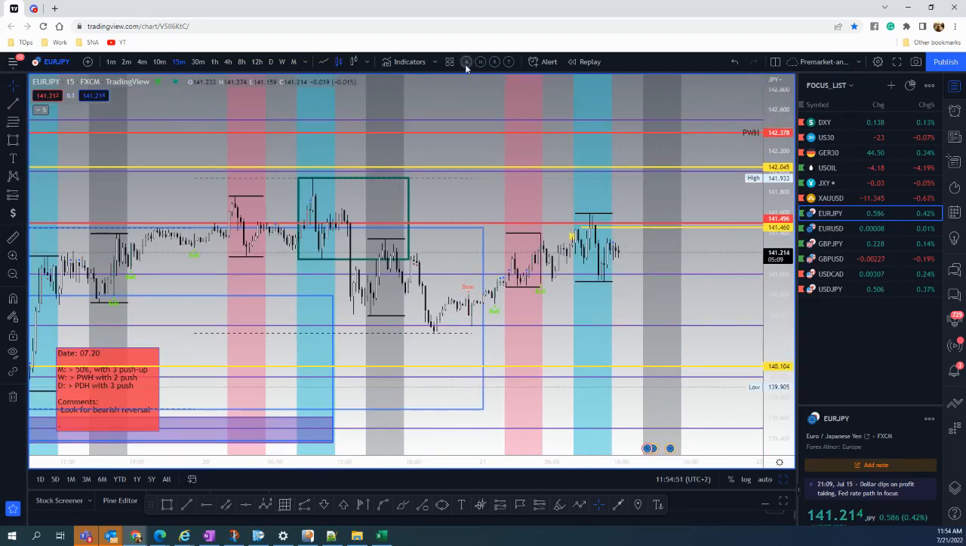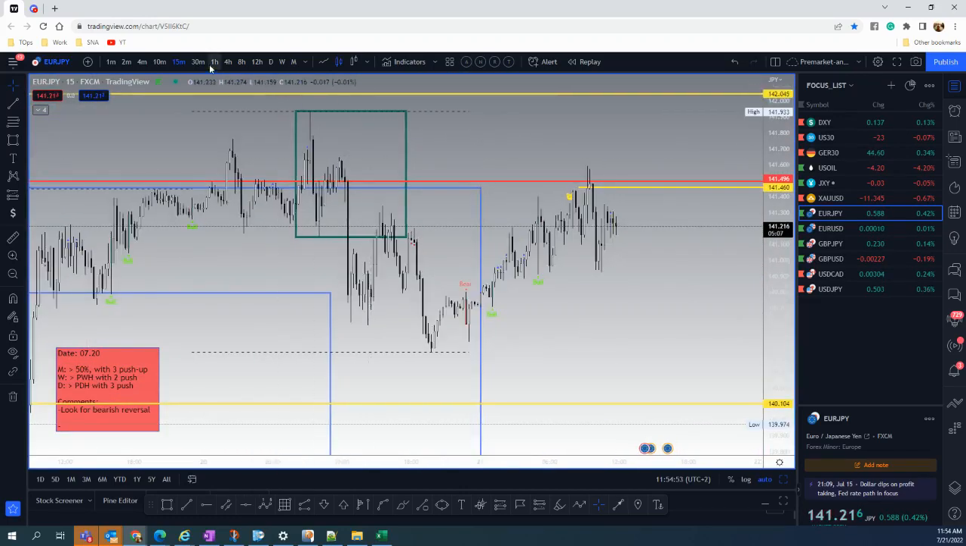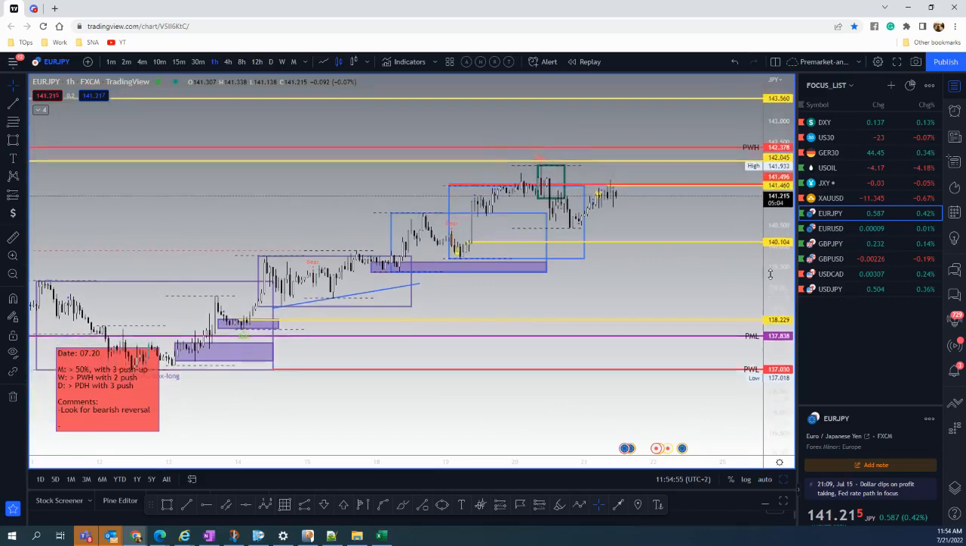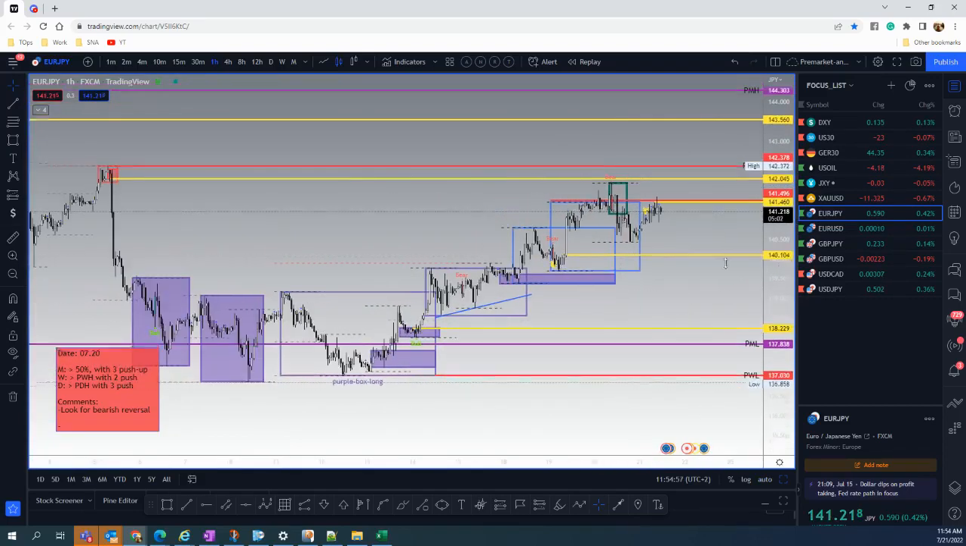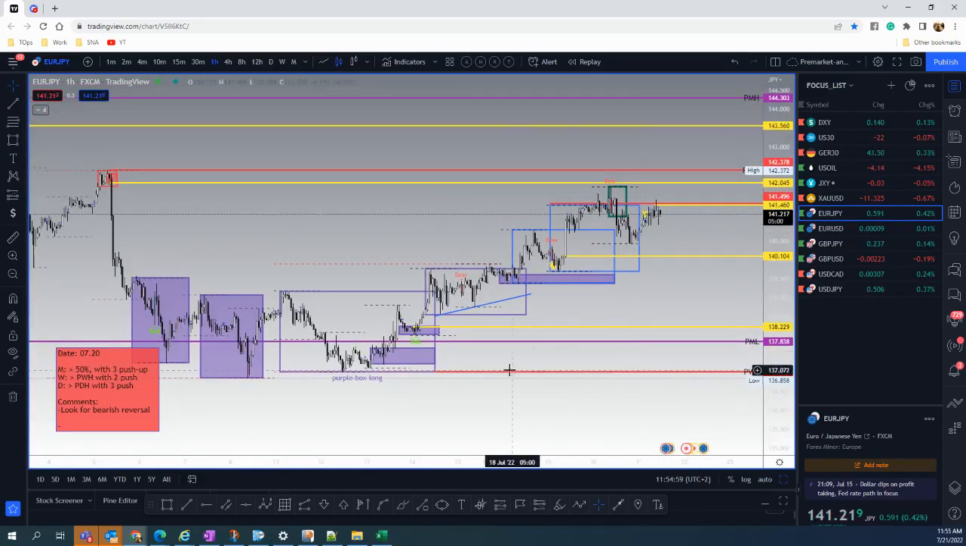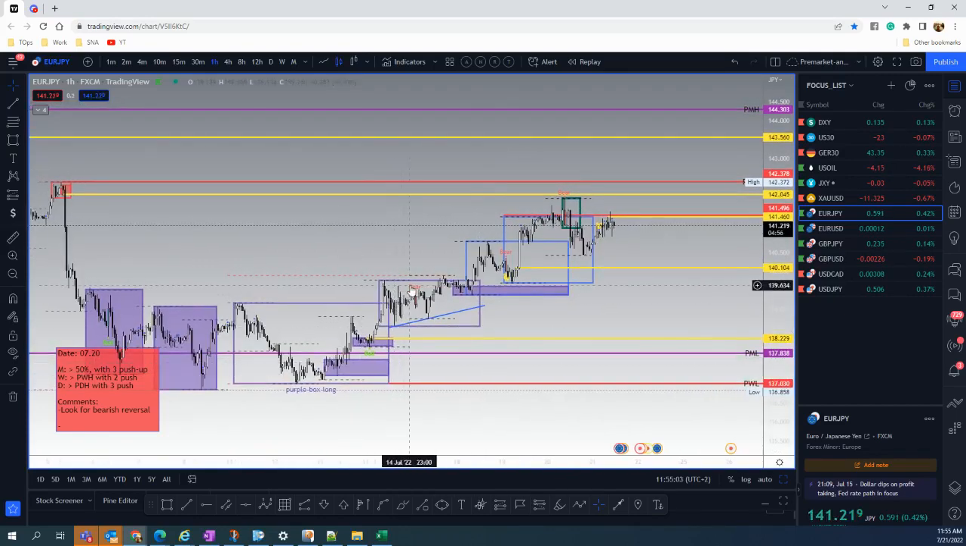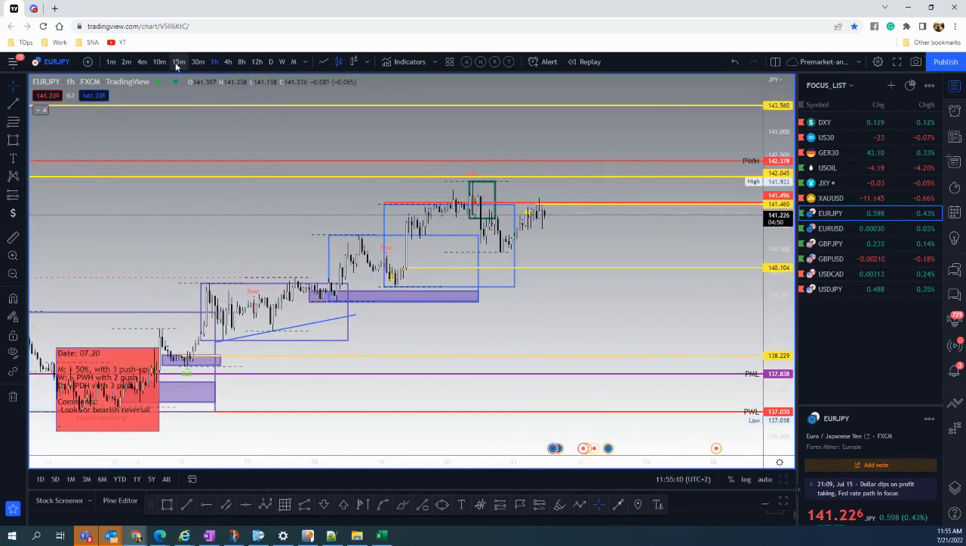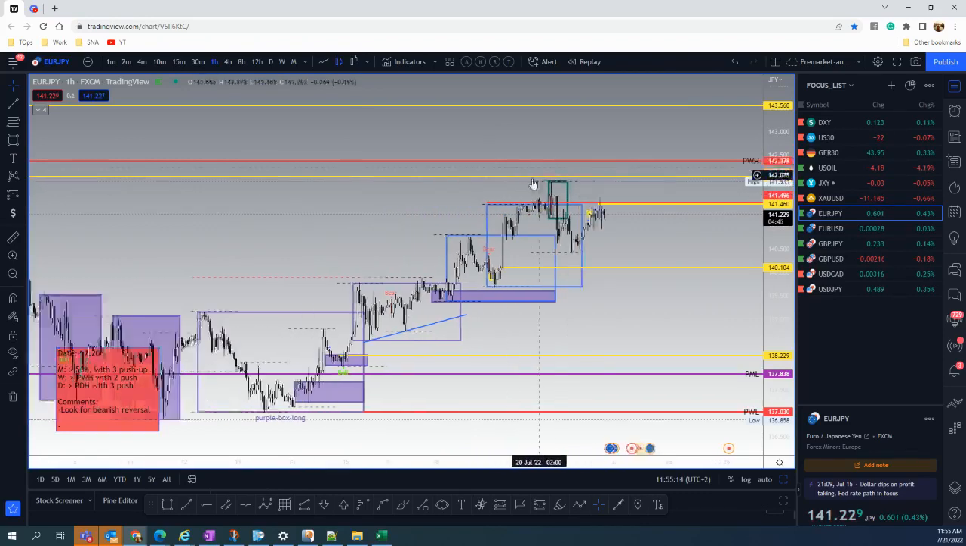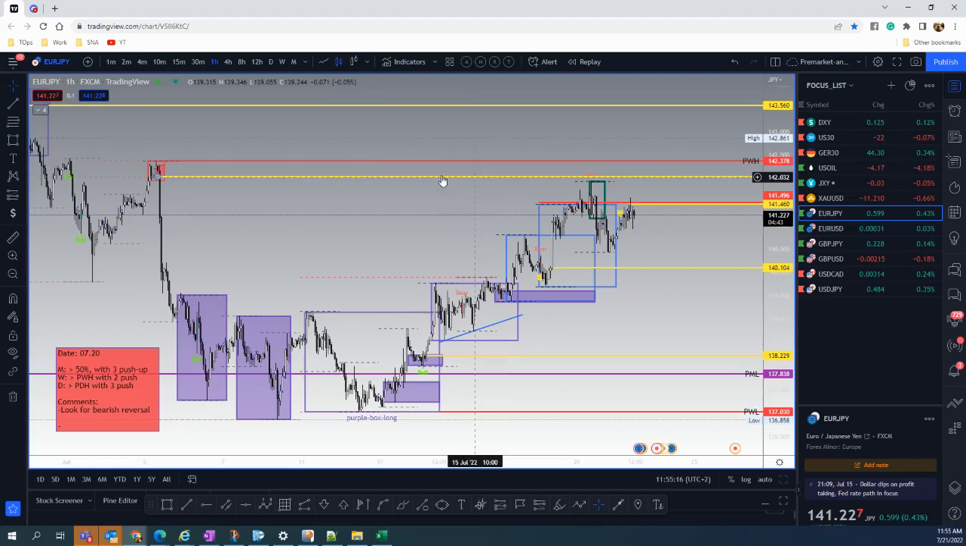Right, so tingnan natin yung Euro Yen. Why is it that I am short on this? Kasi as you can see, this is the high of the previous month, this is the low of the previous month, PML. And we have been uptrending with 1, 2, 3, 4 pushes already upward. And then we are creating some peak pattern formation near the previous week high, 2 weeks high.